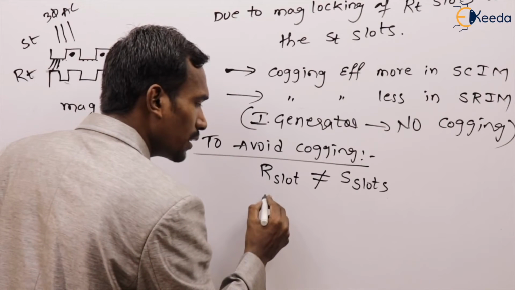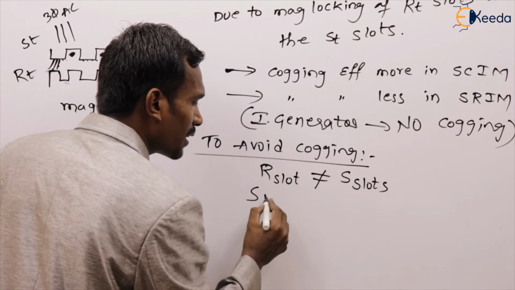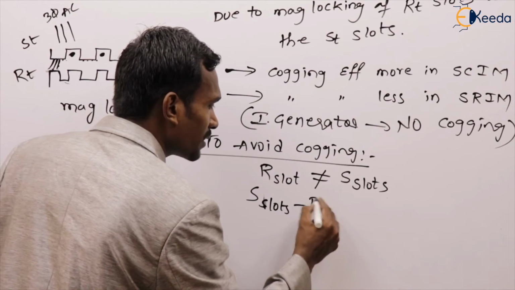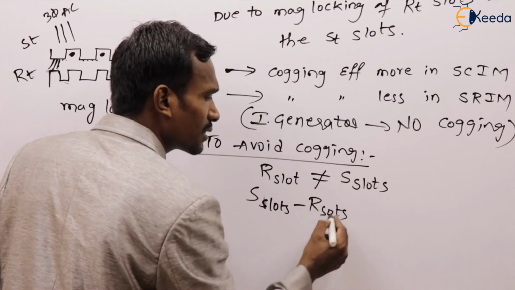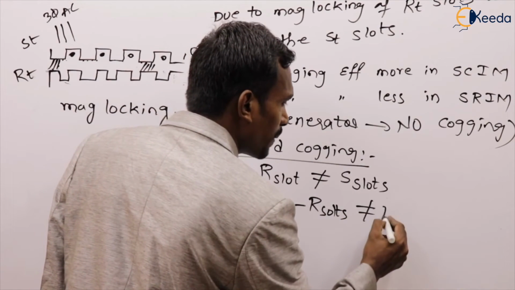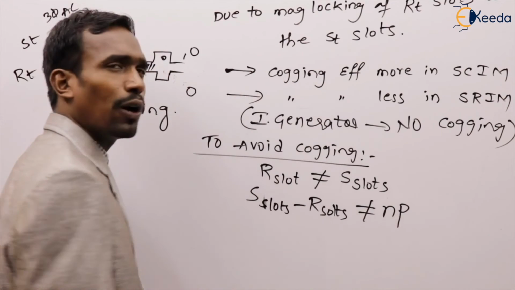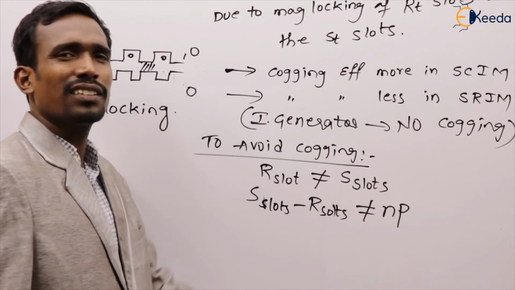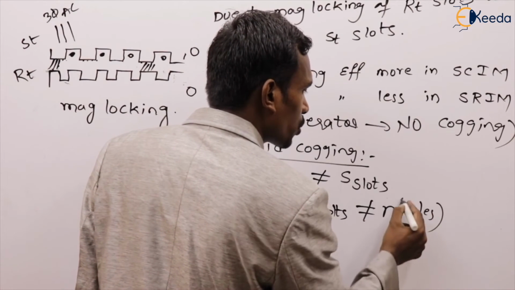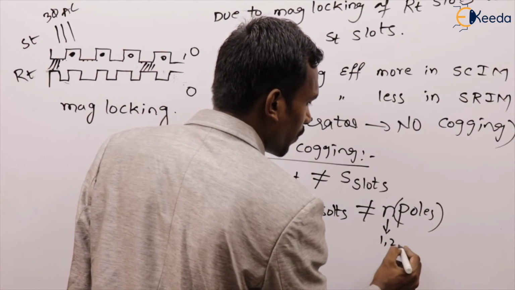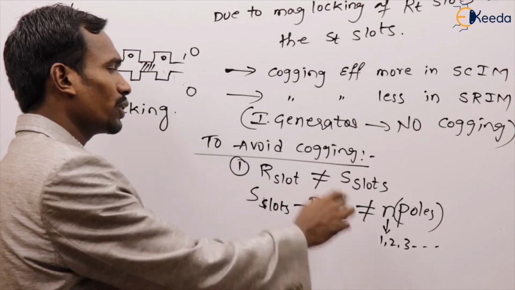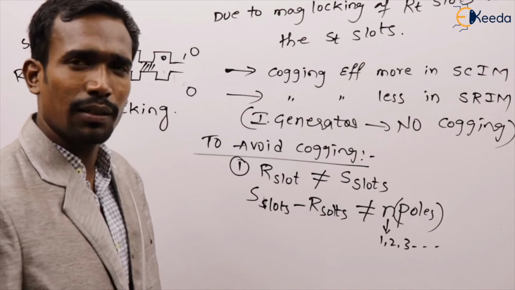And next one, the stator number of slots minus rotor number of slots should not be equal to n into poles, where n is the integer 1, 2, 3, 4, and so on. So the first condition: the rotor number of slots should not be equal to the stator number of slots.